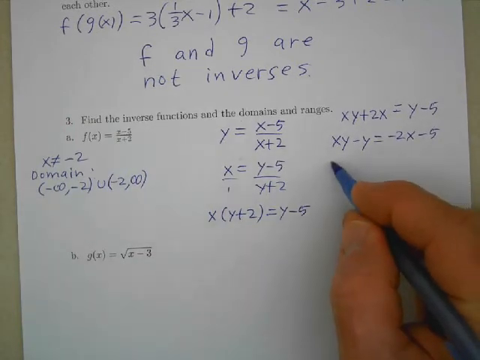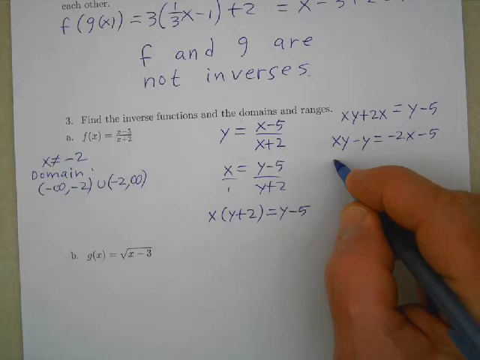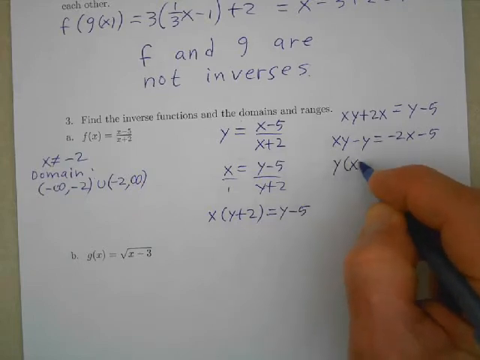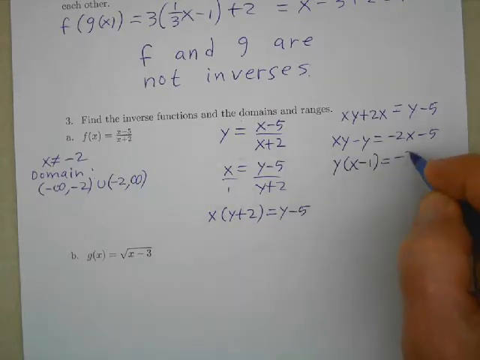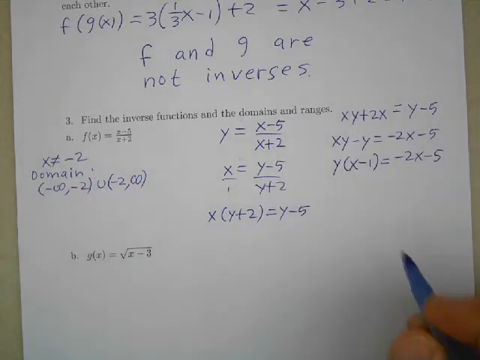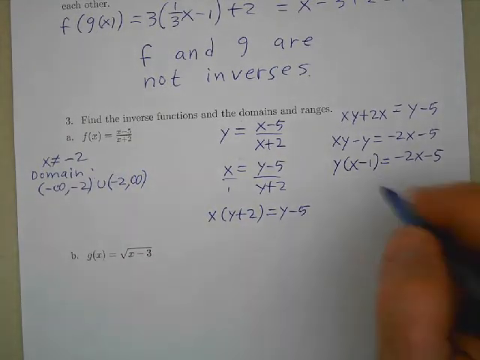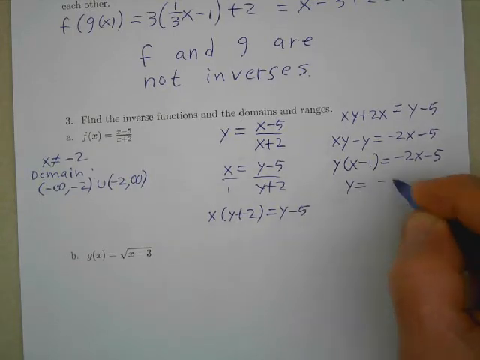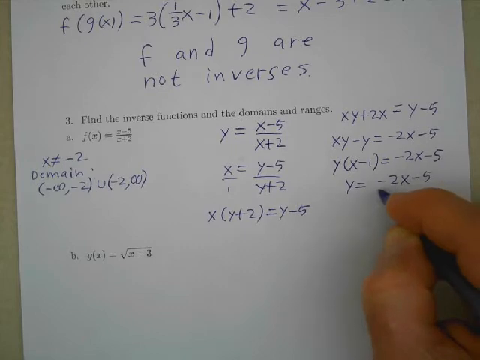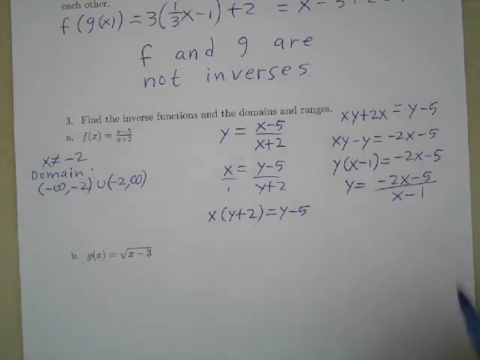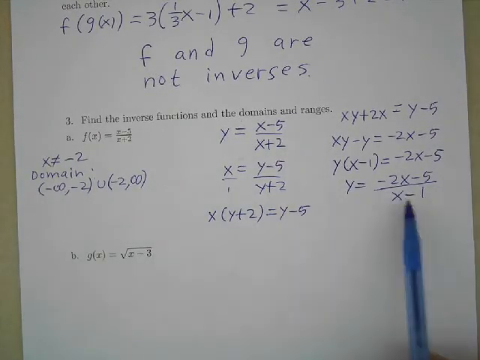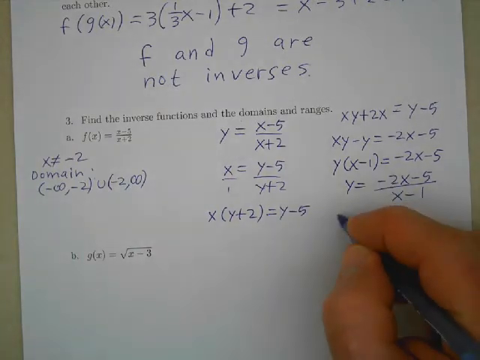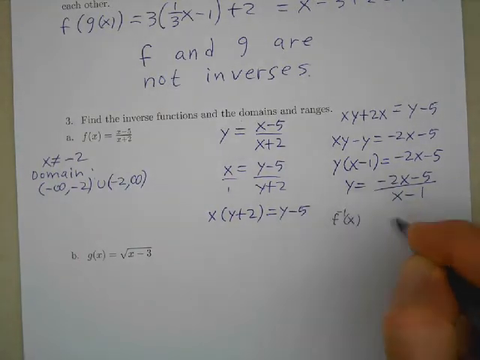And then factor y out. We get y times x minus 1 equals negative 2x minus 5. And then divide both sides by x minus 1. We get y equals negative 2x minus 5 divided by x minus 1. So the domain of the inverse, this is f inverse, the domain of f inverse is every real number except positive 1.